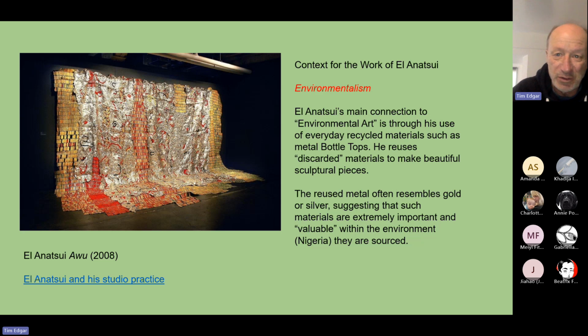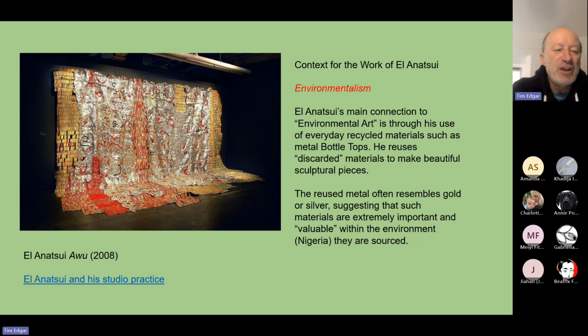Well, it's not gold or silver. Gold or silver is a kind of currency for more capitalist economies, isn't it? I guess, with their idea of wealth. But here these things are a different type of value. Valuable within the environment they're sourced, valuable within Nigeria, within that culture. So that's very interesting, I think.